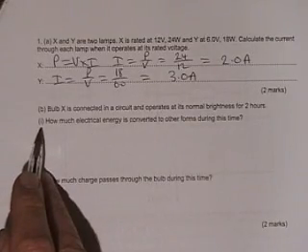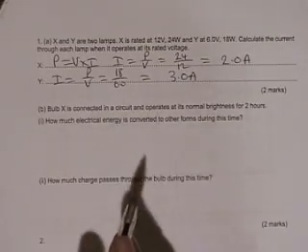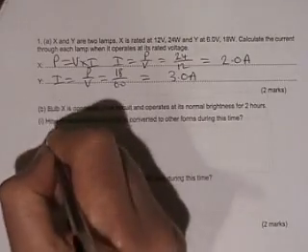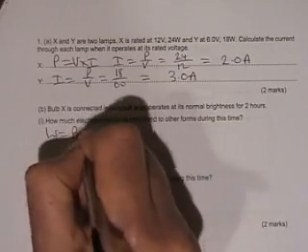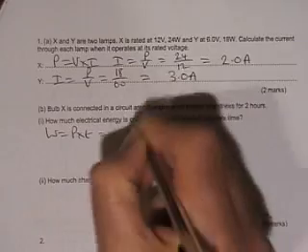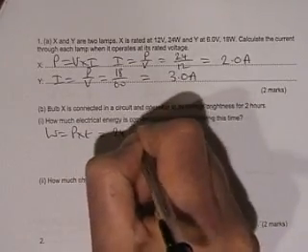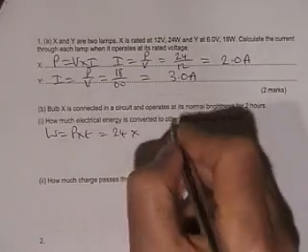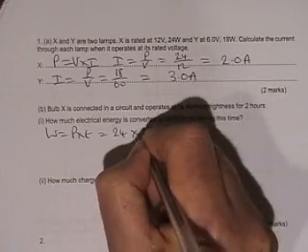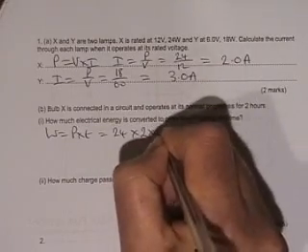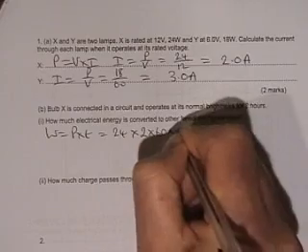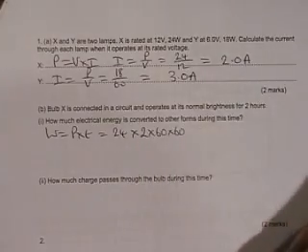So for the first part, how much energy? We know the power, we know the time, so energy is power times time. 24 times, it's 2 hours. Of course, we have to put that in seconds. So 2 times 60 to convert to minutes, times 60 again to convert to seconds.